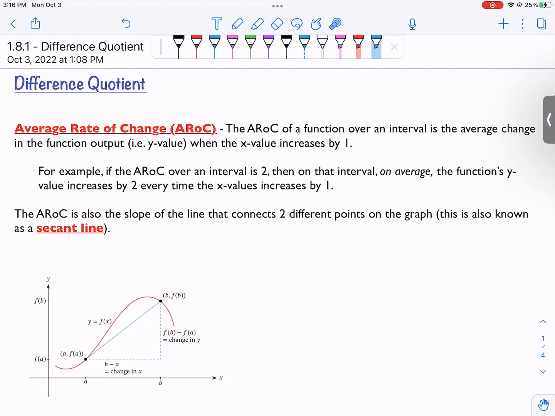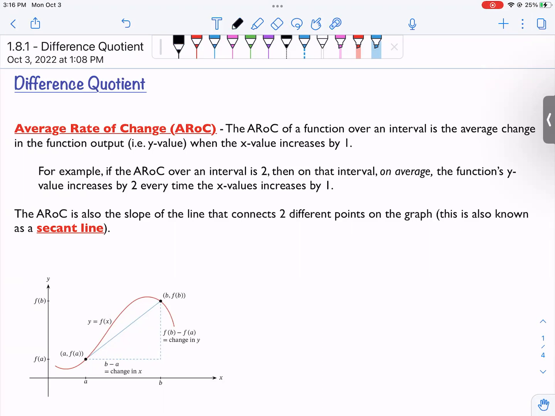So, for example, if I tell you that the average rate of change over an interval is 2, then what you can assume is that on average, whatever function it is that you're looking at, it'll go up by 2 units every time x increases by 1.